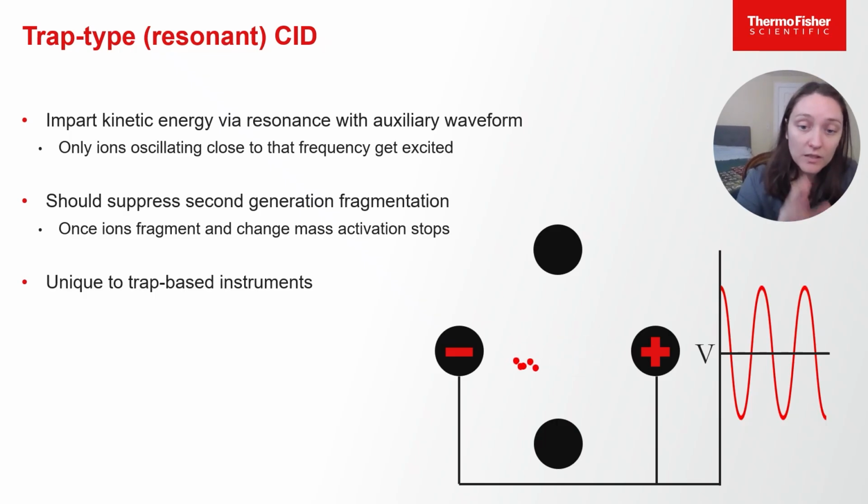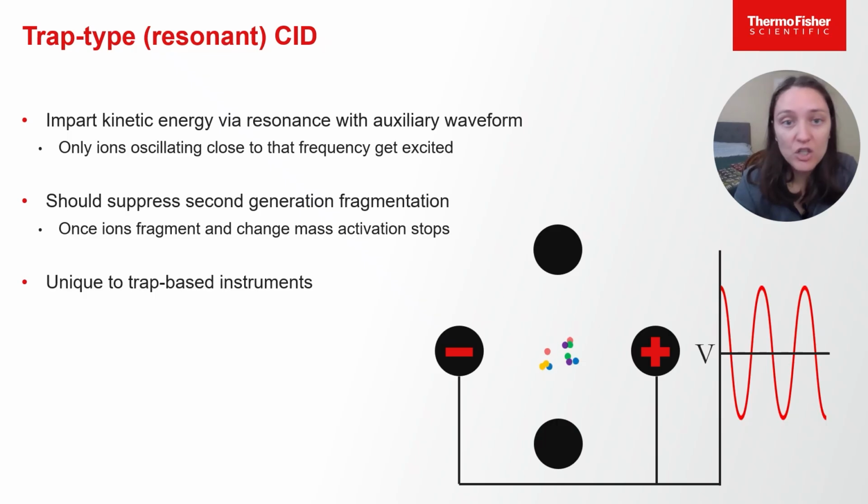That can cause the fragmentation. As they oscillate, they collide with the inert gas present in the ion trap. And when they go through the fragmentation, their m/z will change, and so they're no longer in harmony with the oscillation. And so they should only theoretically go through a single fragmentation event before the m/z changes.